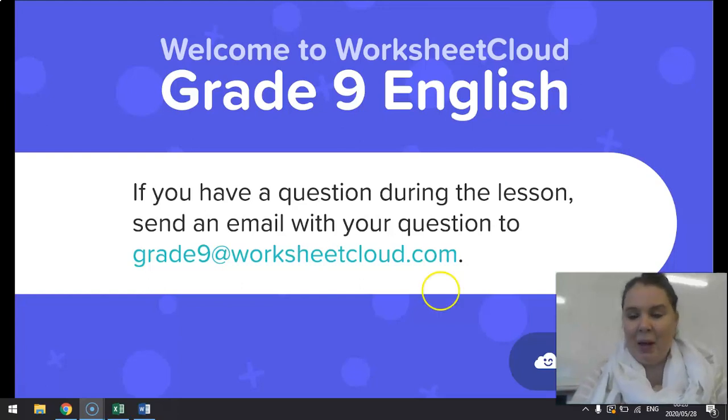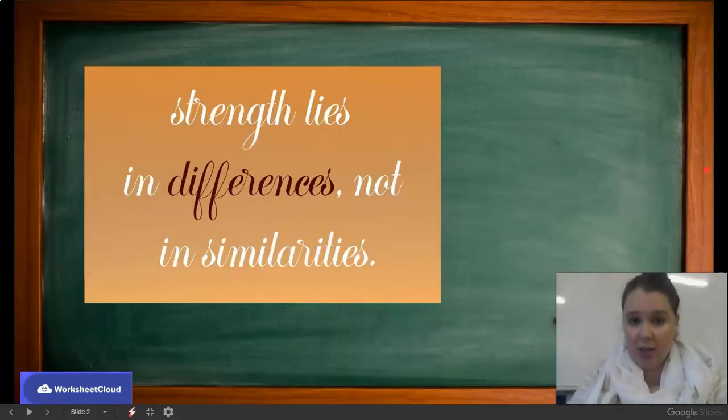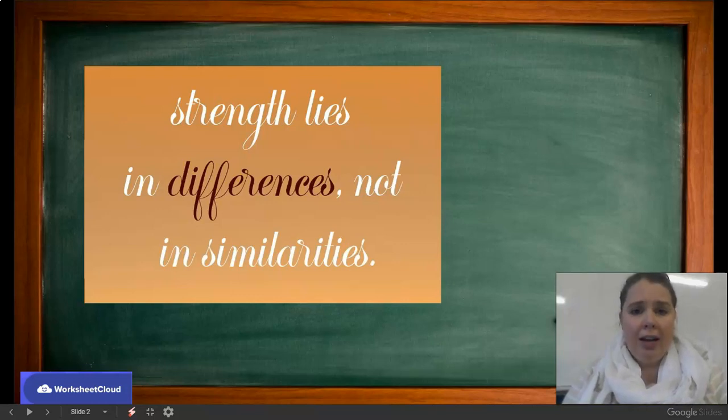Let's get going. I'm going to start with a short quote that ties in with the concept we're doing today. And if I can urge you to remember this lesson as you go through life, because it's going to help you so much in the way that you deal with people, in the way that people see you, also just in your understanding and your enrichment. So the quote is as follows: "Strength lies in differences, not in similarities." And I want you really to look at that.